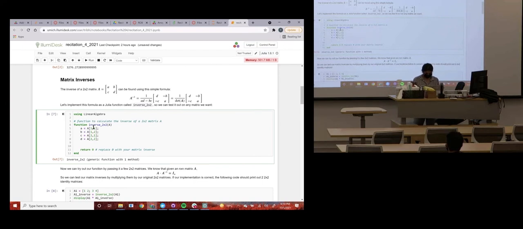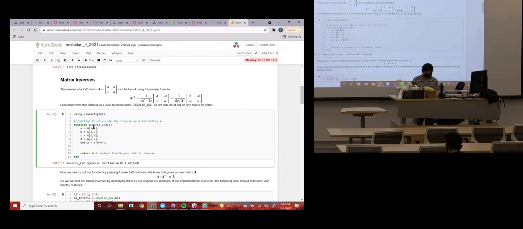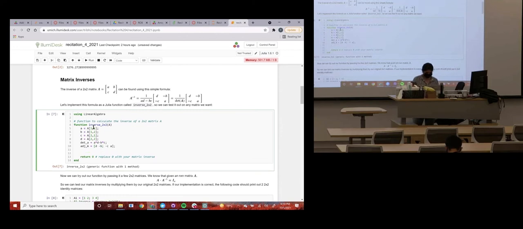Then I'm not going to use the determinant function. I'm just going to say determinant of A is A times D minus B times C. And I'm going to call the matrix adjoint of A. And I'm going to fill that up with D, minus B, minus C, A. Does that make sense?